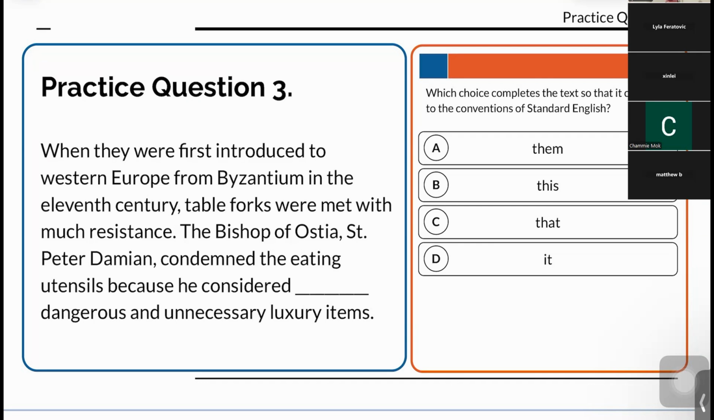All right, take another quick second if you're still reading it and trying to figure it out.